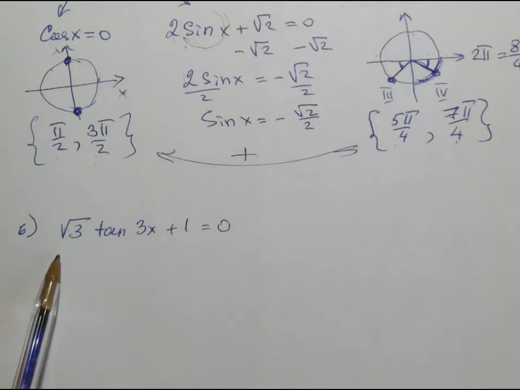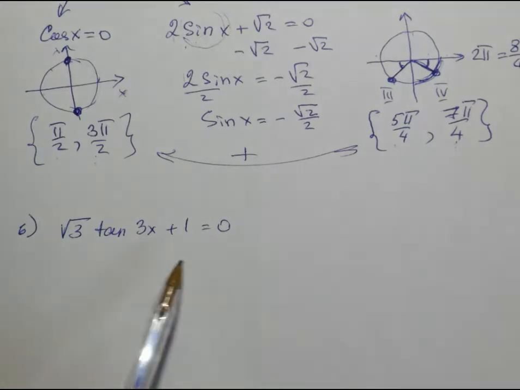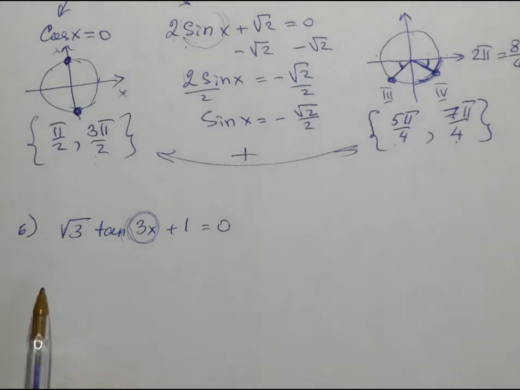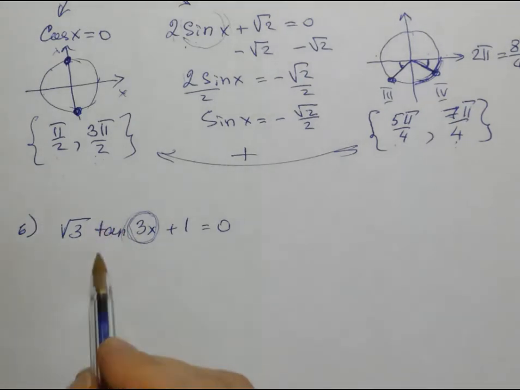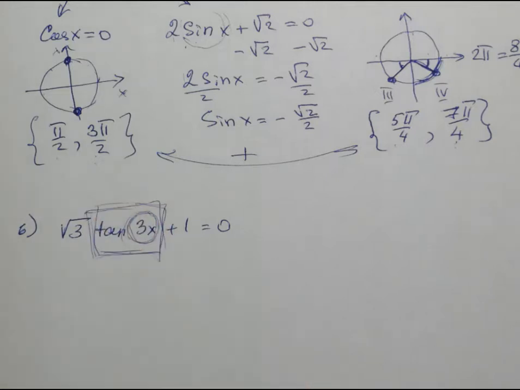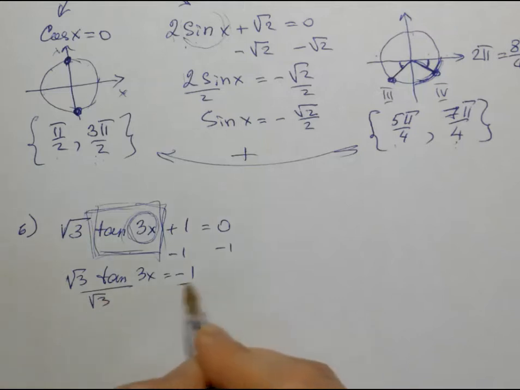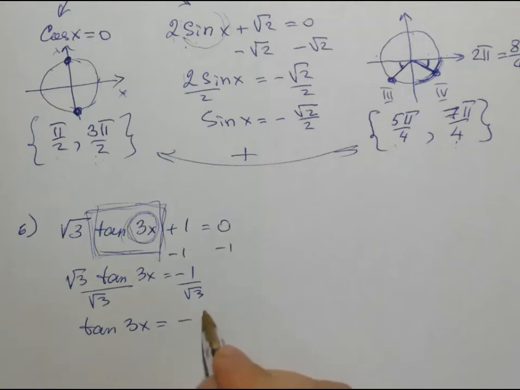The next equation: square root of 3 times tangent 3x plus 1 equals 0. So we have here an argument as a multiple angle. Here we don't have to use any formula, so we isolate this trigonometric function. We subtract 1 from the left and from the right. Square root of 3 tangent 3x equals negative 1, and we divide by square root of 3. Tangent 3x equals negative 1 over square root of 3.